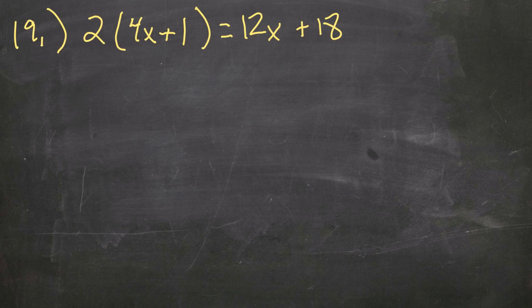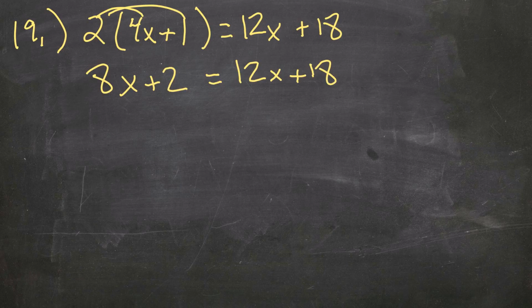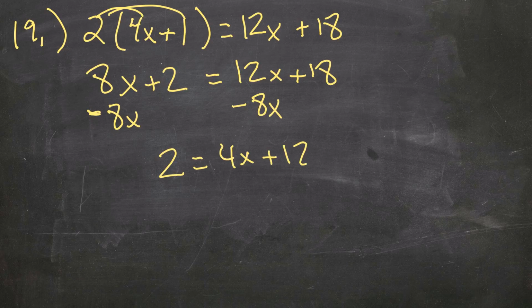Alright, number 19, same exact concept. I have 2 times the quantity 4x plus 1 equals 12x plus 18. I distribute that 2, so I get 8x plus 2 equals 12x plus 18. I can't start solving until I get all the letters on one side. 8 is smaller, so I move the minus 8x from both sides. I get 2 equals 4x plus 18.